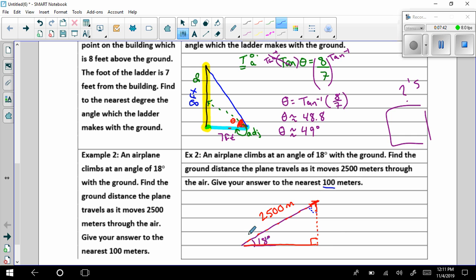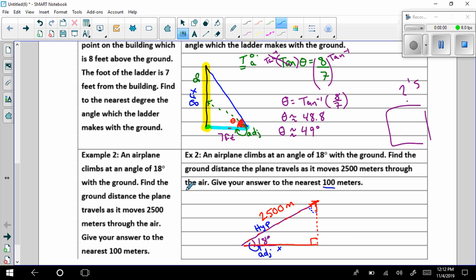In terms of what we are given here, we have our hypotenuse. It's across from our 90. It's our longest side of our triangle. We're looking for this length here. Well, that is our adjacent. It touches the angle. So our adjacent is x.